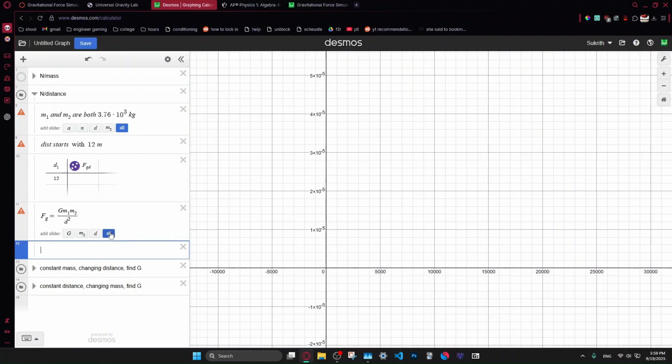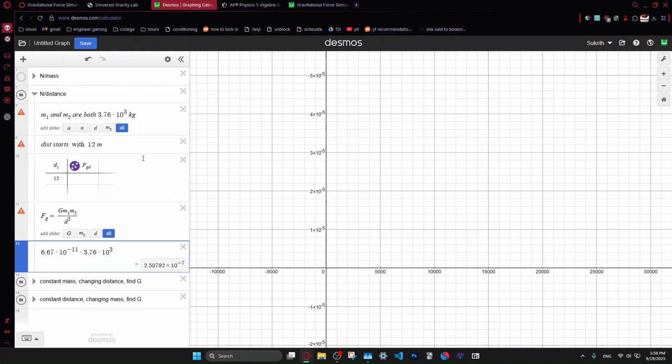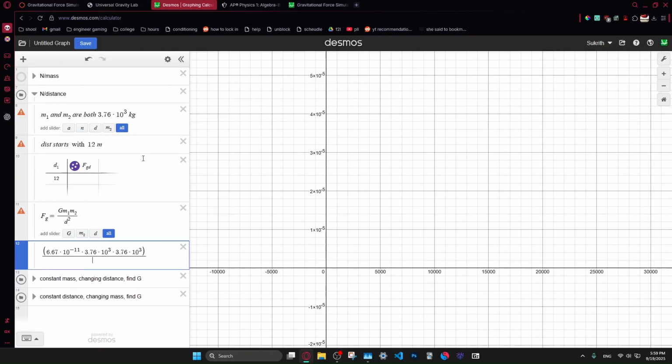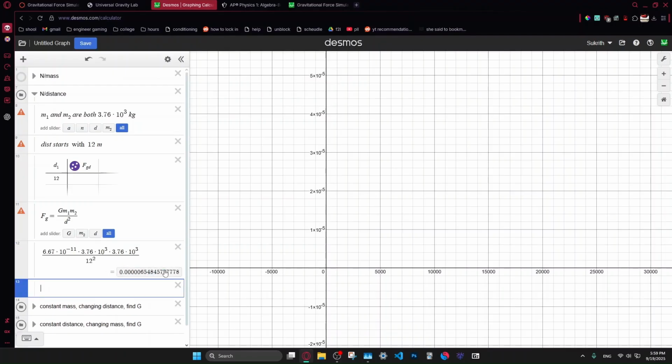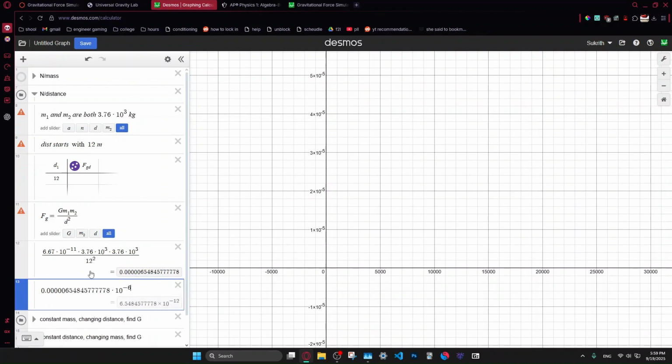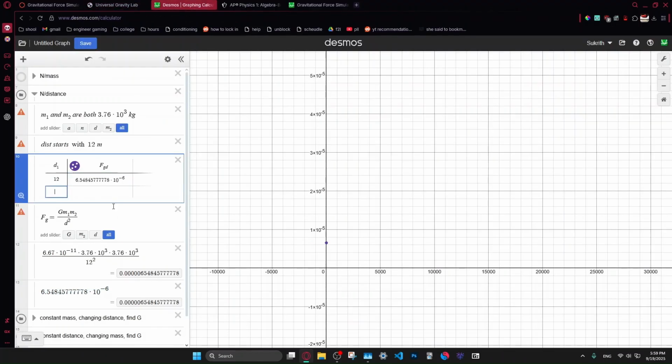So it should just be 6.67 times 10 to the negative 11 times the mass of our first object, which is 3.76 times 10 cubed, times the mass of our second object, which is, once again, 3.76 times 10 cubed. Then we'll divide that by the distance squared, just 12 squared, and you get this number. Divide that by 10 to the negative 6. 6.5 micronewtons. Boom, first value done.